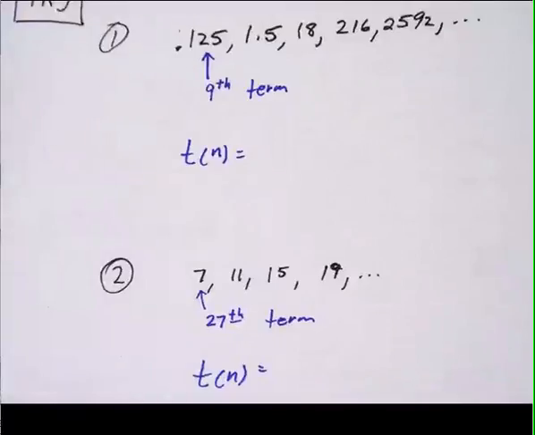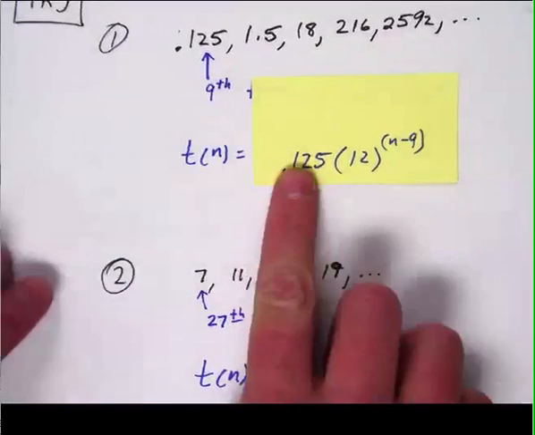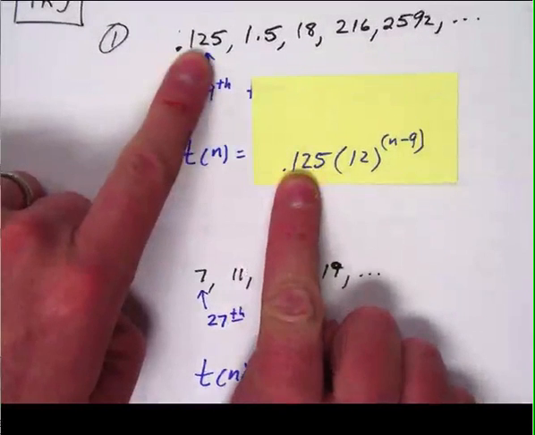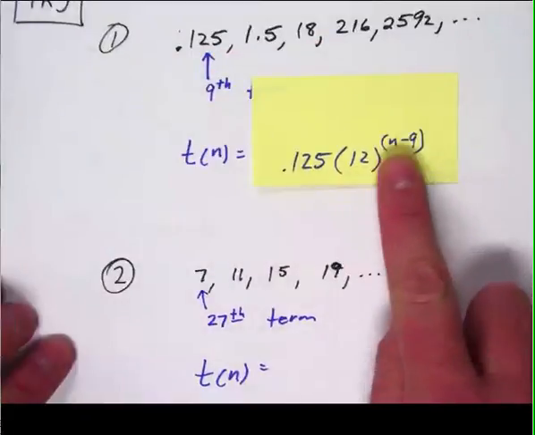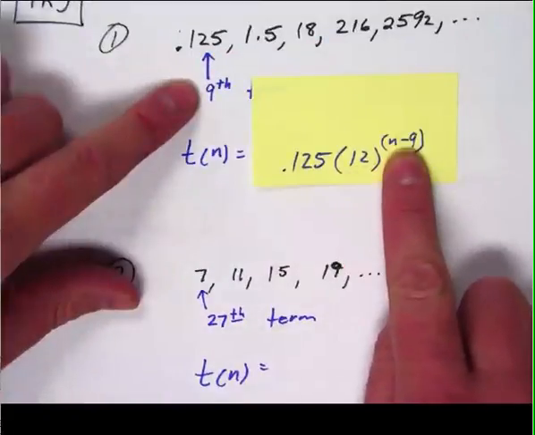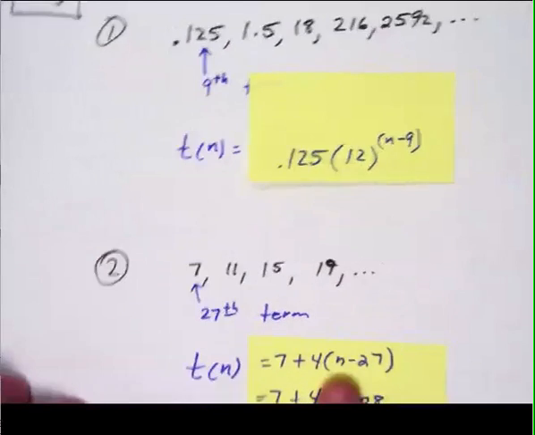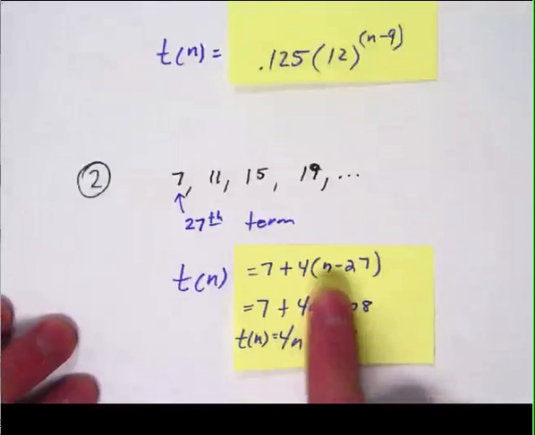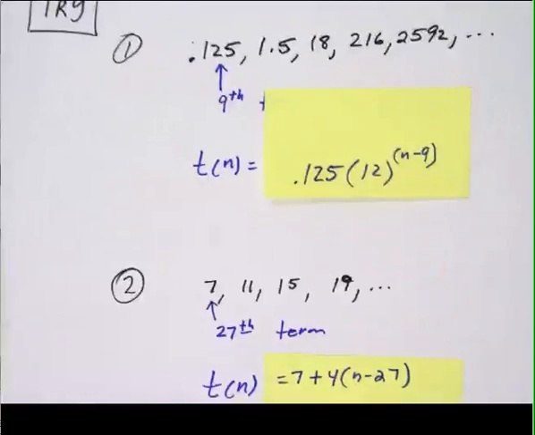All right, welcome back. Here are the solutions. The first answer would be this. It starts at 0.125, and then it's multiplied by 12. These are 12 times bigger, and it's n minus 9 because it's 9 moves away from 0. This one would be this. It would start as 27 places away from 0, but we can do distributive property and we can simplify to 4n minus 101. Hopefully you're understanding adjusted sequences better and things are going well.